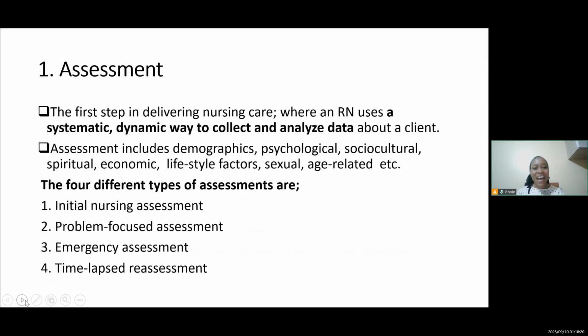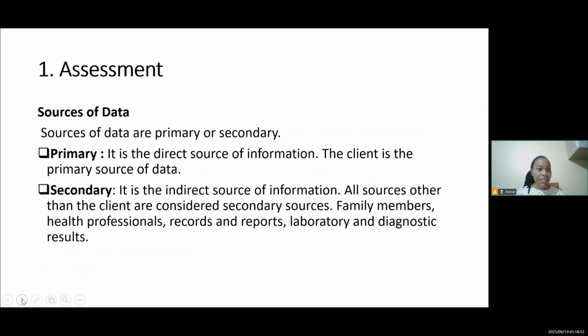Assessment. This is the first step in delivering nursing care, where the nurse uses a systematic, dynamic way to collect and analyze data about their client or patient. What is the data collected? That is demographics, psychological, social, cultural, spiritual, economic, lifestyle, and age-related information. And there are 4 types of assessment: initial nursing assessment, problem-focused assessment, emergency assessment, and timely reassessment.